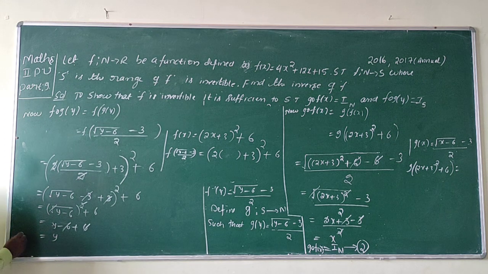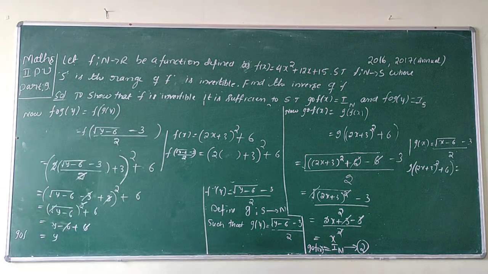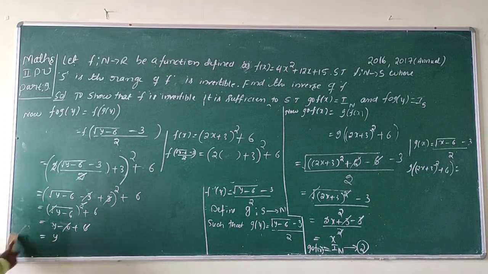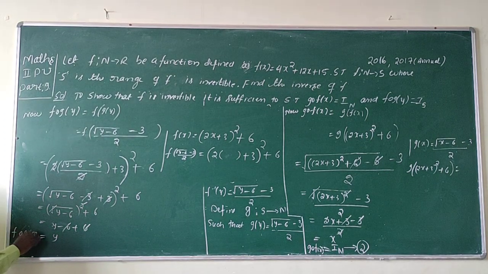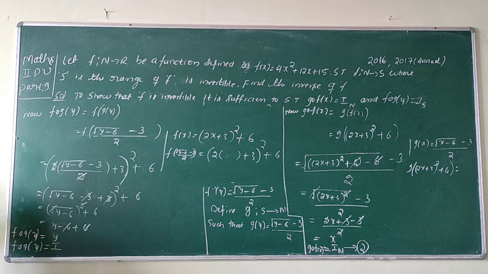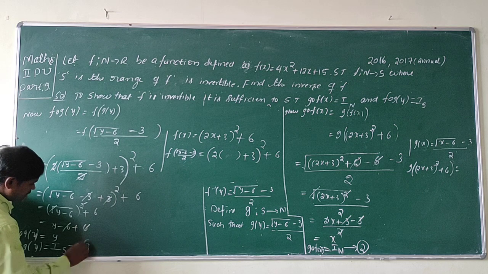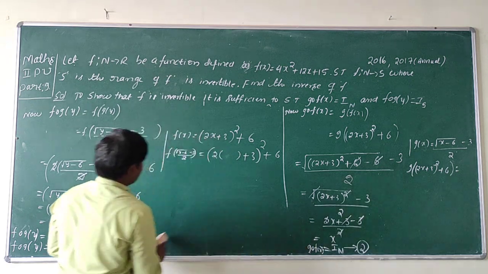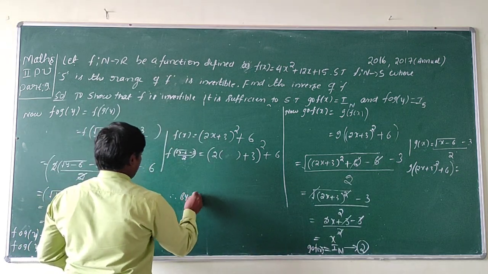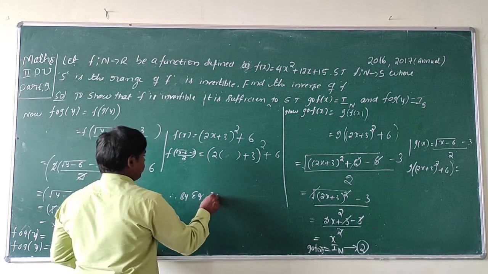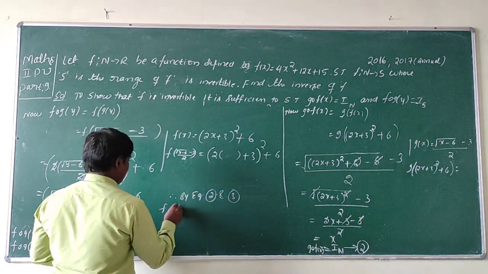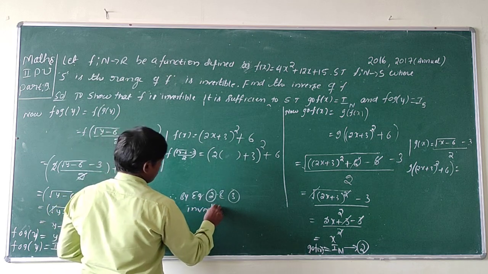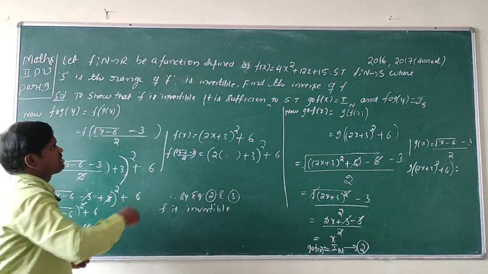So this is nothing but f circle g of y. So f circle g of y is equal to y. This is nothing but the identity function, the identity element of S. It is taken as equation number 3. Therefore, by equations 2 and 3, f is invertible. So f is invertible. One more question is there.